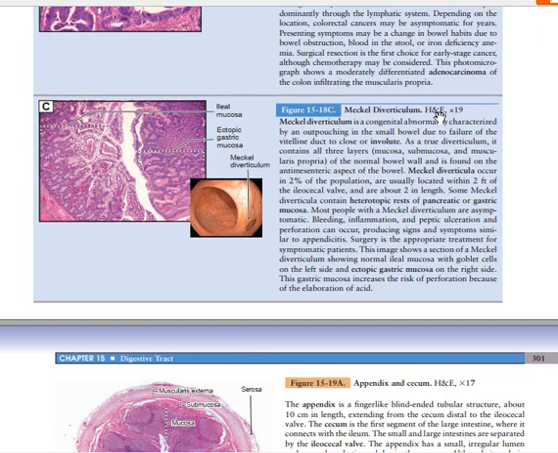Now the next one is the Meckel diverticulum. Meckel diverticulum is a congenital abnormality characterized by outpushing of the small bowel due to failure of the vitelline duct to involute. Is it clear?